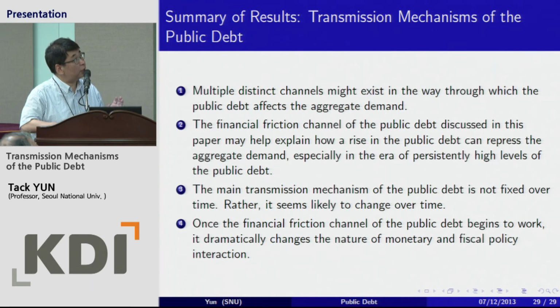So multiple distinct channels might exist through which the public debt affects the aggregate demand, and the financial friction channel of the public debt may help explain how a rise in the public debt can repress the aggregate demand, especially in the area of persistently high levels of public debt. The main mechanism of the public debt is not fixed over time, rather it seems likely to change over time. Once the financial friction channel of the public debt begins to work, it dramatically changes the nature of the interactions between monetary and fiscal policies. That is the brief summary of my research.